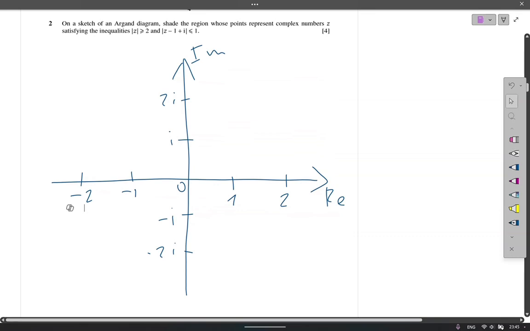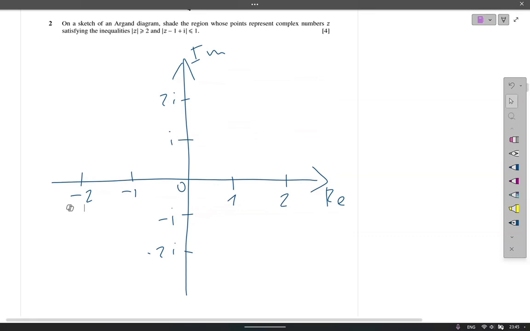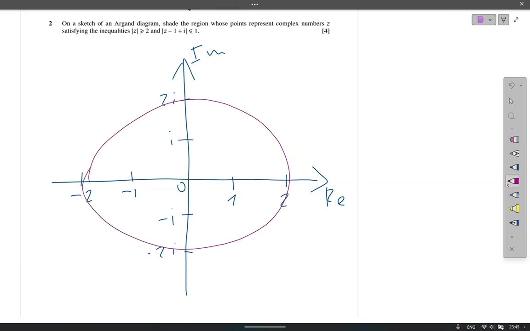So I'm drawing on my tablet, but you can draw this diagram on paper with your compass and pencil, which means your diagram is going to be much better than mine. But just let me draw. So the first one, absolute value of z is greater than or equal to 2, which means it's just a circle with center at the origin and a radius of 2.